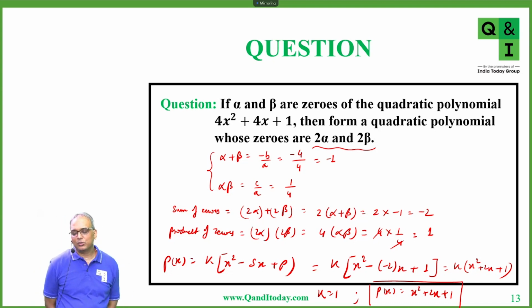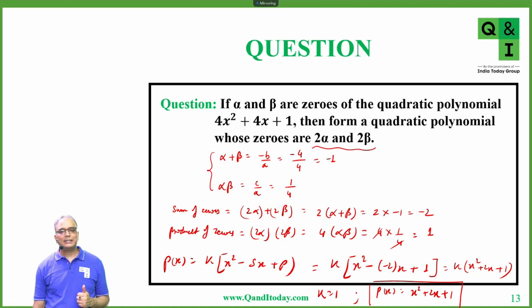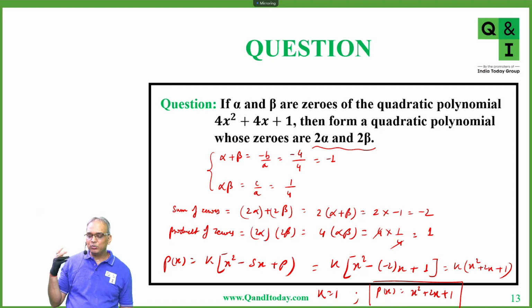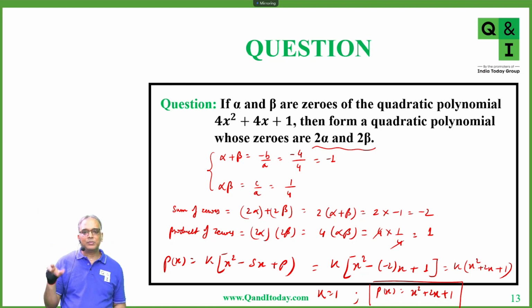Please note this down. So we had a polynomial whose zeros are alpha and beta, and the sum of the zeros and product of the zeros, we can find from that relation. Alpha plus beta is minus b by a and alpha beta is c by a. Once we have got the value of alpha plus beta and alpha beta, we know that the new zeros are 2 alpha and 2 beta. So sum of the new zeros is 2 alpha plus 2 beta. Take 2 as common, you will get 2 times alpha plus beta. Replace the value of alpha plus beta as minus 1, you will get the sum of the zeros.